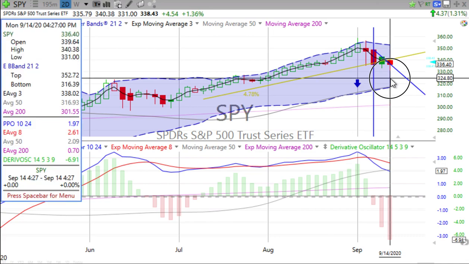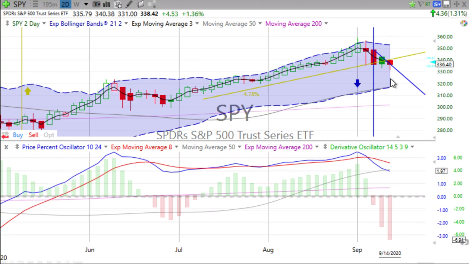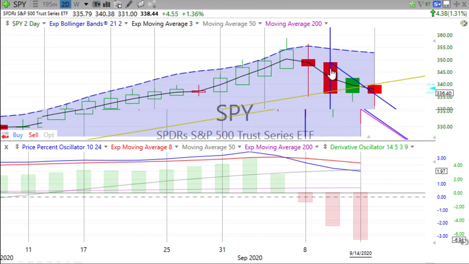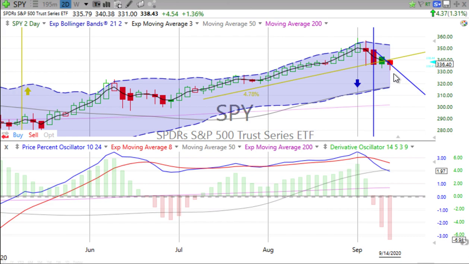It represents Friday and Monday. And what do we see going on here? Well, we have a red down candle, little wick on top, yes, and a long wick on the bottom, solid red. And again, we see it plumbing a lower depth. The candle itself is small. Price percent oscillator's lost some of its downward energy, but that derivative oscillator is still sinking. Of course, that comes from the up movement on Monday.